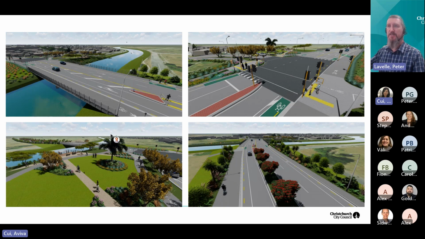So these images on the slide are artist impressions of what each area might look like that we've just spoken about. The new bridge is on the top left. On the top right, we have the new intersection with the traffic lights. The bottom left, you'll see the existing palm tree that will be retained and protected in that new pocket park. And on the bottom right, it shows what Pages Road could look like as you're approaching the new bridge heading towards New Brighton.